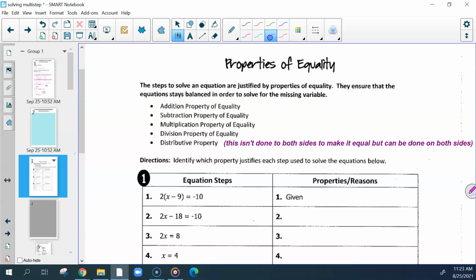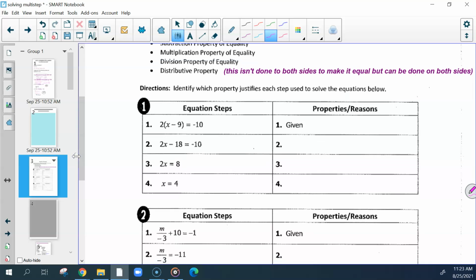The next page talks about properties of equality. So when you're solving, what you do to one side, you do to the other. When you add to one side, you add to the other; subtract, multiply, divide. The distributive property is a property of equality, but you don't do it to both sides. That's why when we solved the math riddle the other day, and one of them was using the distributive property, it works.